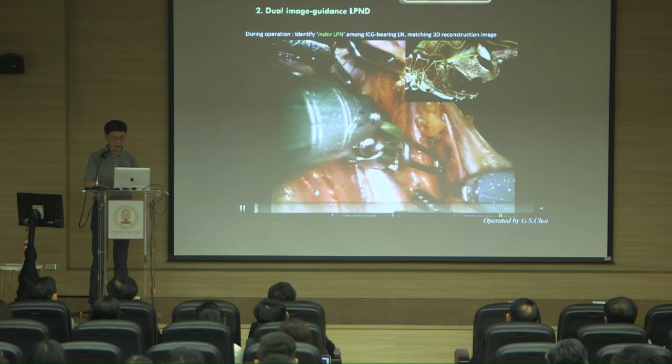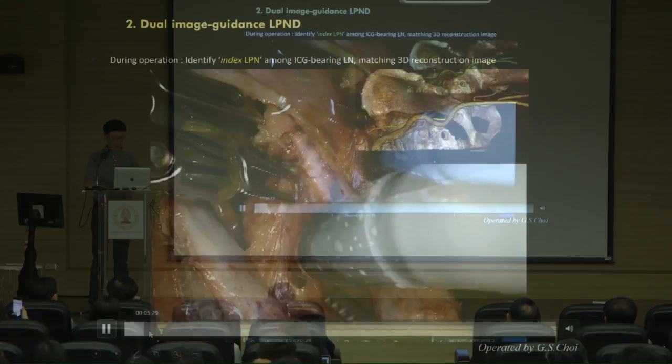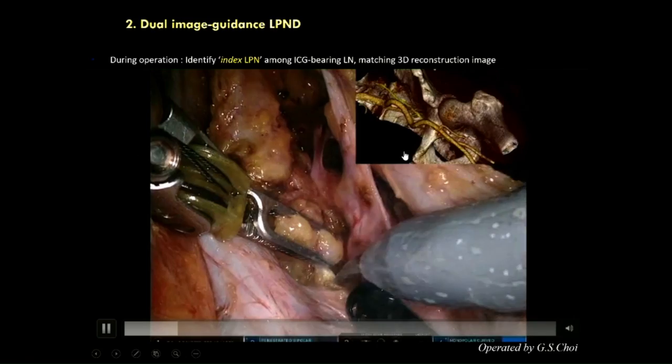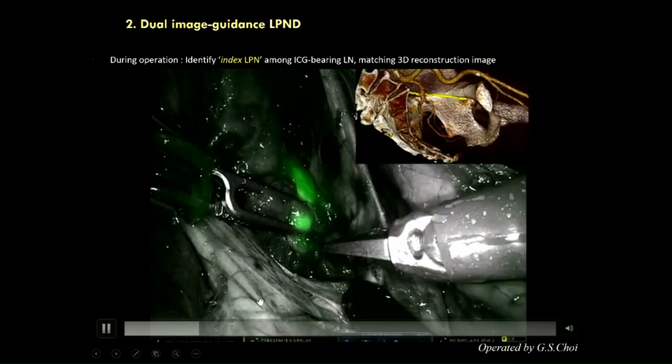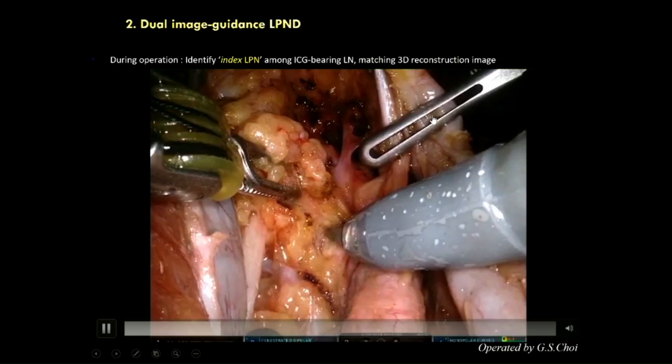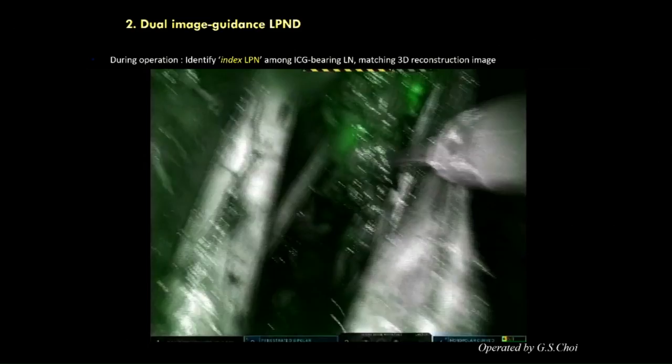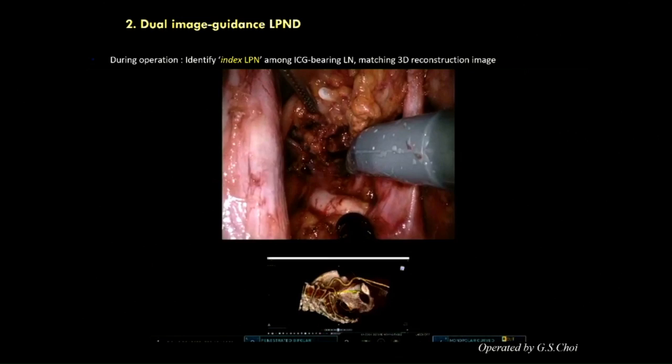So this is one of the examples. When I start, from time to time we check the fluorescence and the 3D reconstruction simultaneously. And you may see this is a lymph node, and then we can match the anatomical position with the 3D reconstruction and the ICG. And then we mark this one with some clip. And this is index lymph node 1.